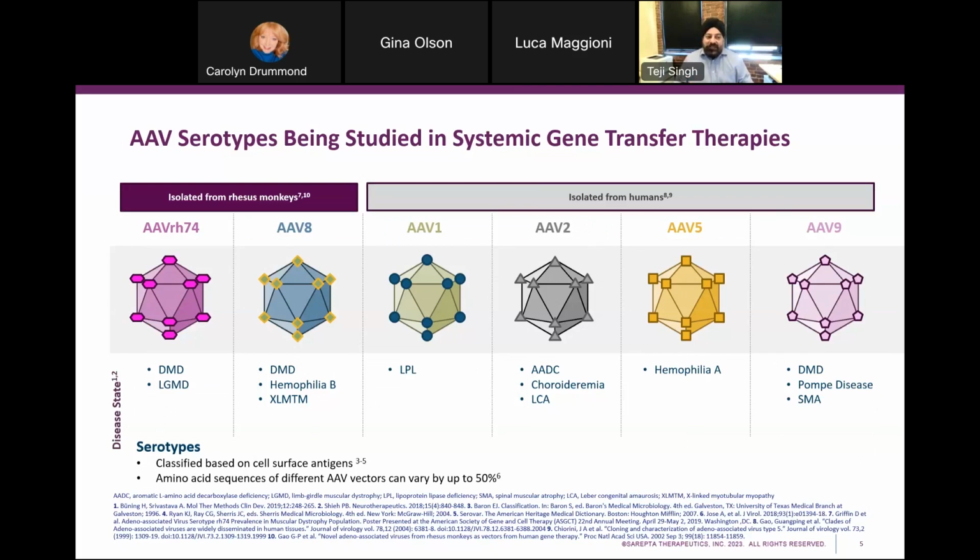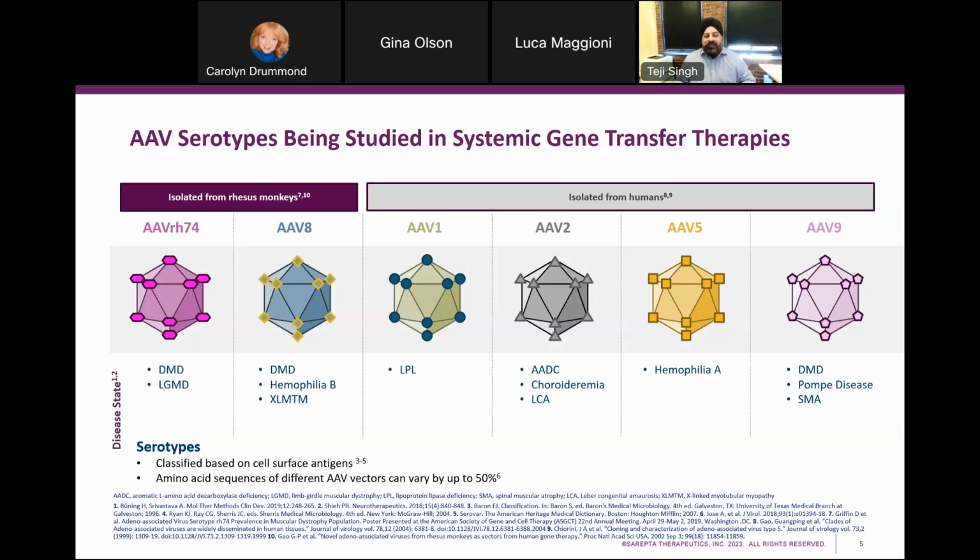On the far left, you see the AAV RH74 platform, which Sarepta is using for DMD and limb-girdle. We've chosen that because it has a high tropism for skeletal muscle, respiratory muscle, and cardiac muscle, which are the muscles that are involved in DMD. On the far right, you see the AAV9, which is isolated from humans, also used in DMD, but this vector can also target other neuromuscular diseases because it can cross into the CNS.